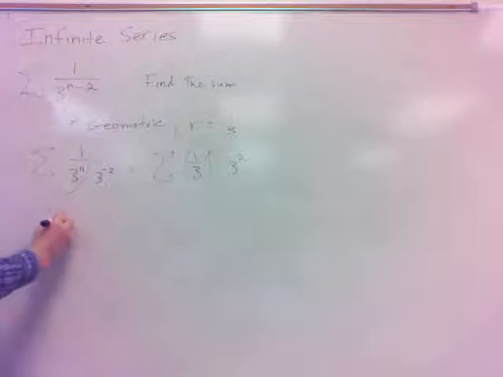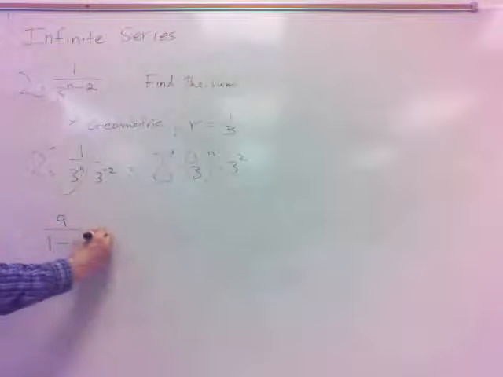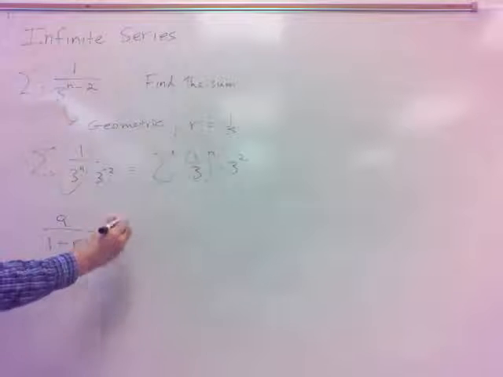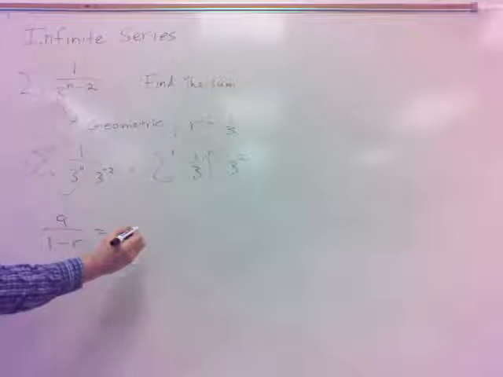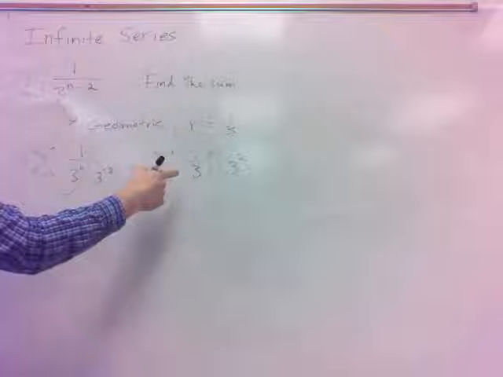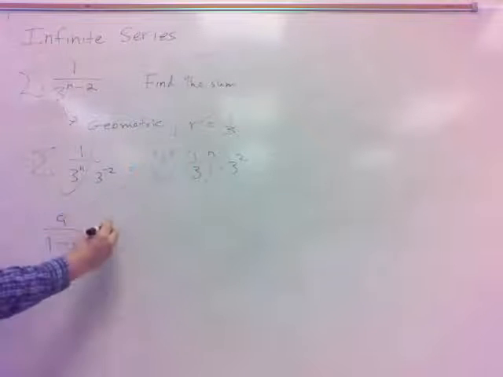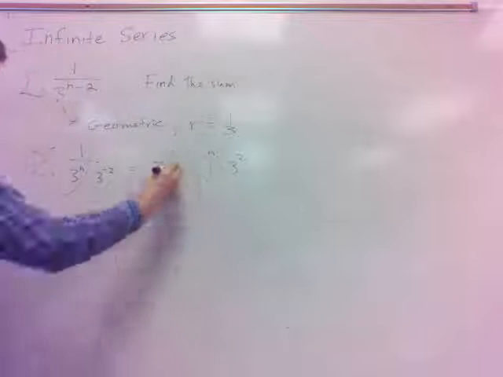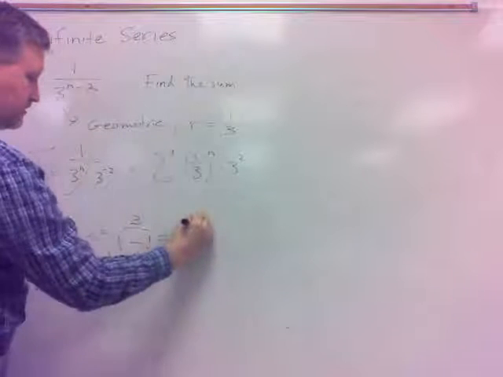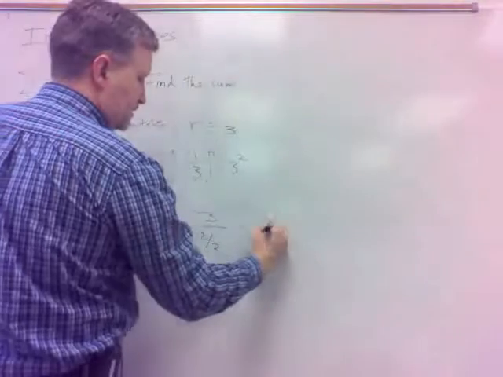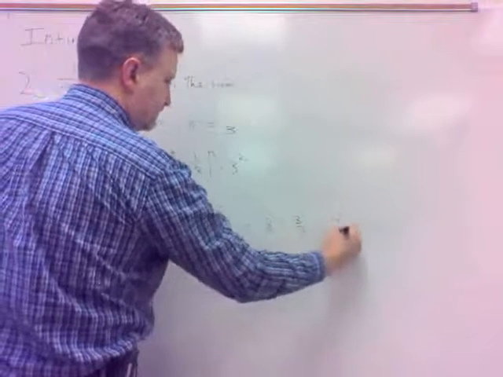What's the sum? It'll be a over 1 minus r. First term, 9? 3? No. 3. Yeah, 3. First term is 3. The ratio is 1/3, so it's 3 over 2/3, which is 3 times 3/2, which is 9/2.